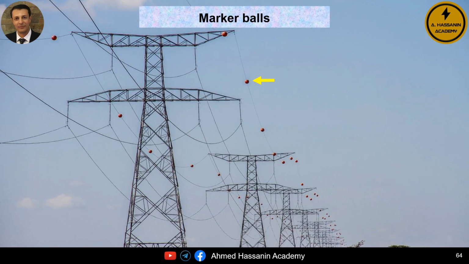The fifth component of the accessories used in overhead transmission lines is the warning spheres for aircraft, also known as warning balls or warning lights. These warning spheres are typically installed in areas where aircraft frequently pass or in locations near airports. Their main purpose is to make the overhead transmission lines more visible to pilots, especially in low visibility conditions, in order to prevent any potential collisions between aircraft and the transmission lines.